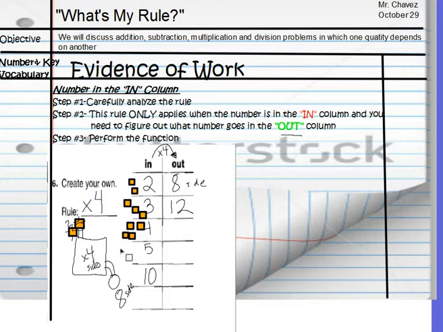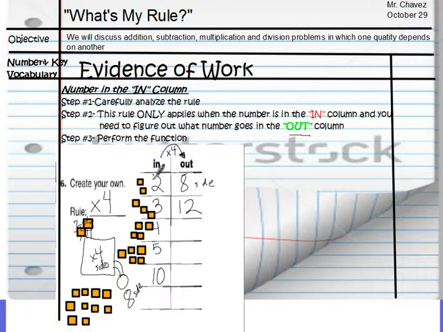16. 5 squares coming in. Again, the rule remained the same. Times 4. And 10 squares. I'm actually going to do it on the side here. 10 squares. 1, 2, 3, 4, 5, 6, 7, 8, 9, 10. So this is pretty simple. You figure out what is in the in box, and follow the rule, and you come out with 8. Now this rule only applies when the number's in the in column. We're going to go on to the next one.